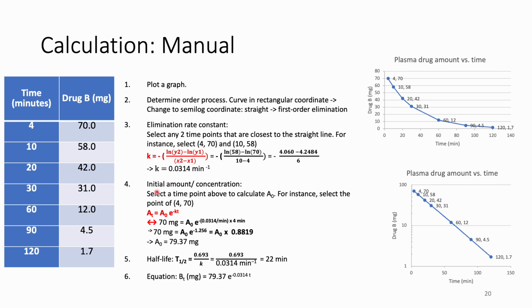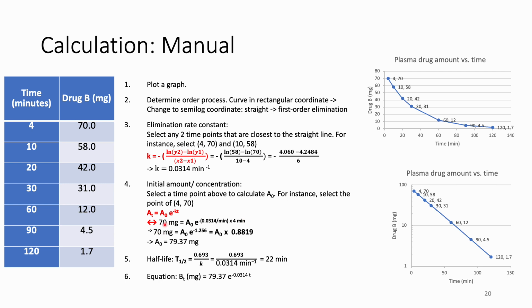Now, the next step, I calculate the initial amount or concentration of drug. I have the drug plasma concentration. From the two time points I just picked, I select only one to calculate the initial amount of drug using the equation At equal to A0 exponential minus kt. For example, I pick this time point. I plug in At, 70 milligram, A0, the thing I'm looking for, exponential minus k, which I already have as 0.0314, and t equal to 4 minutes, because I picked that point.